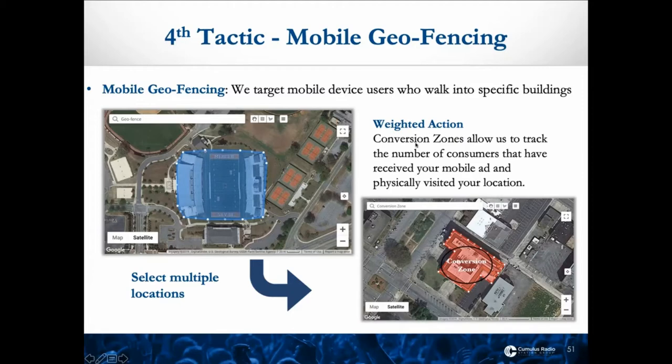So at the end of the month, each month after month after month, we can show you, hey, look, you had 25 weighted actions or 25 people came into your business after being served an ad from your display campaign, or you've had 44, or over the lifetime you've had a few hundred. So we can show you how many people.